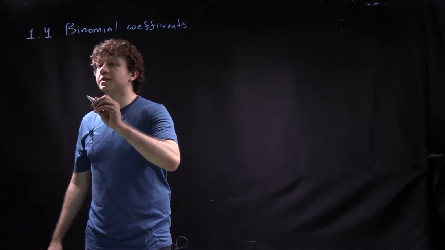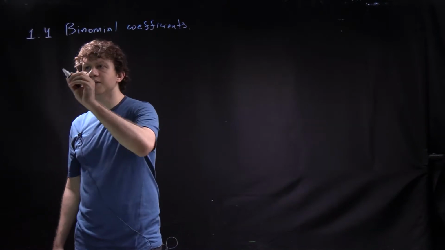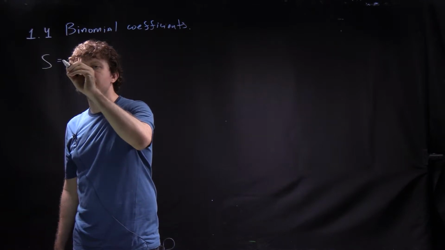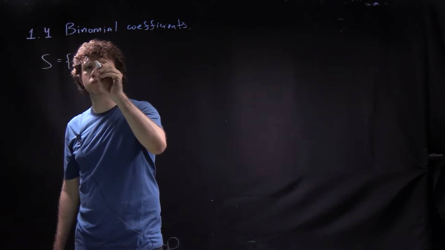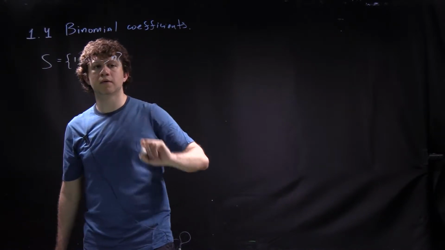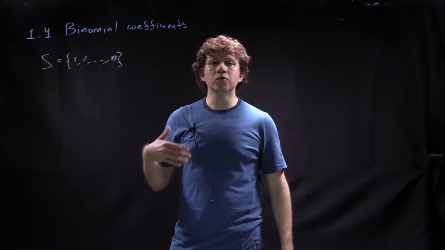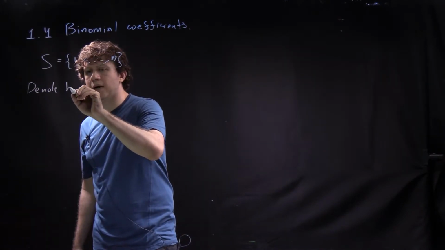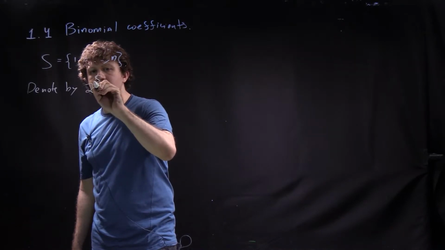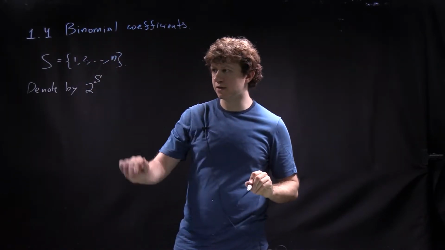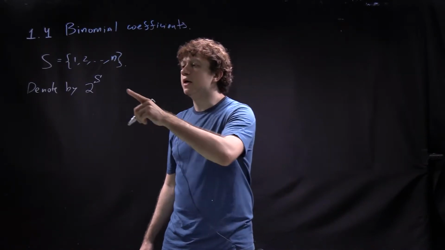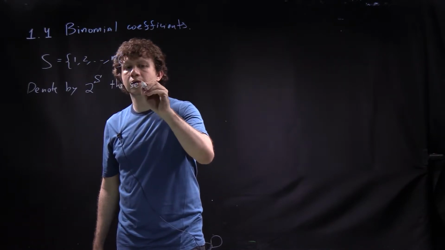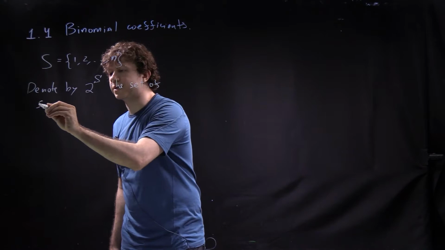So let's start with a certain set with n elements. Let S be a set with n elements, and I will just denote the elements by 1, 2, up to n. Then I can look at all subsets. Denote by 2 power S, which is just a crazy notation, it doesn't mean you actually take 2 to any power. It is just a notation. You will see in a second why. The set of subsets of S.